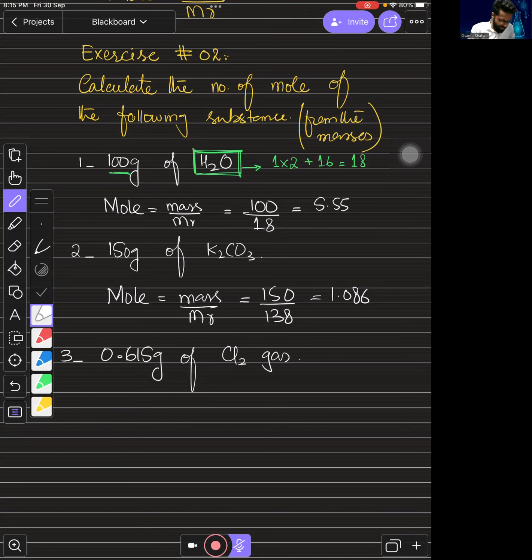Ryan, if you have 10 to the power -3 written there, then your answer is correct. Now just look over here, children. The one who is not understanding this, just look over here.